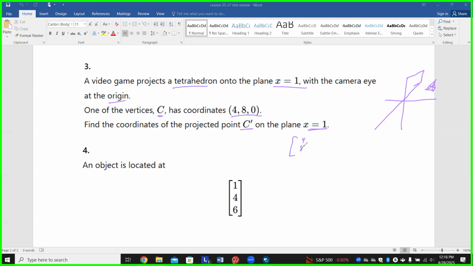If you take that point that was given to you, you're looking for some type of scalar so that now my x is equal to 1. So I can use that information to build an equation from it. So I can come over here and say, all right, 4t equals 1. How would you solve for t? Divide by 4. Yep.